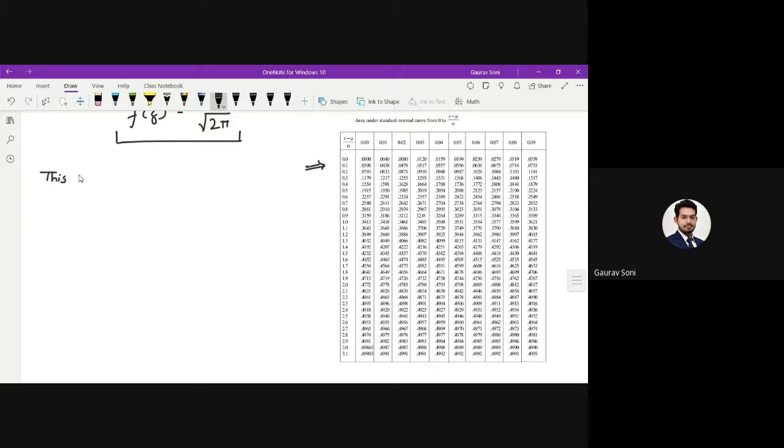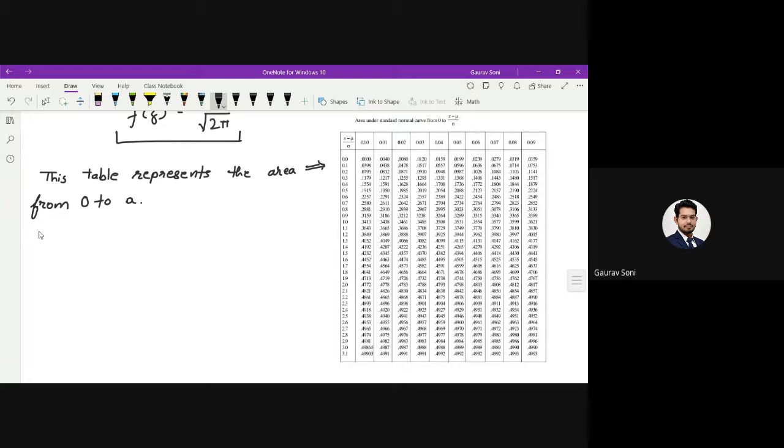So this table represents the area from 0 to a.